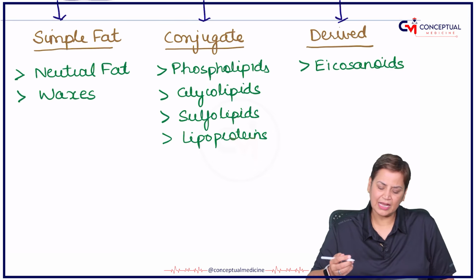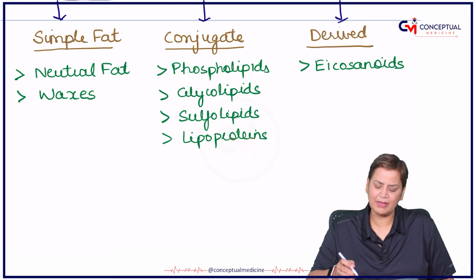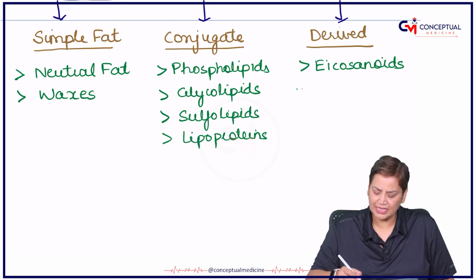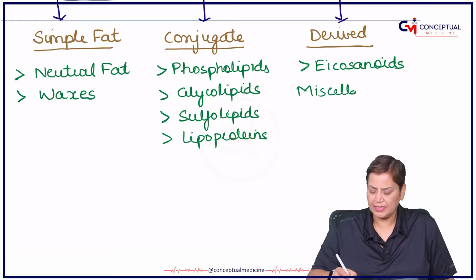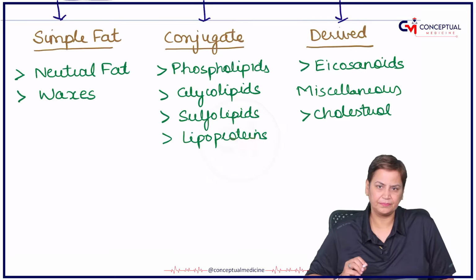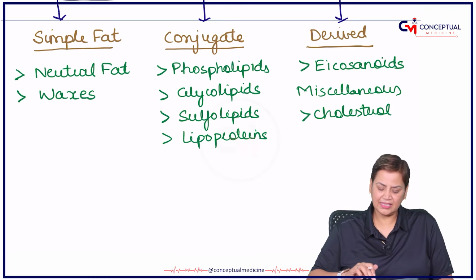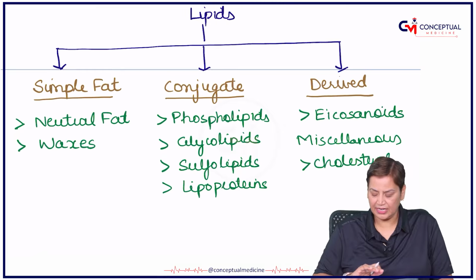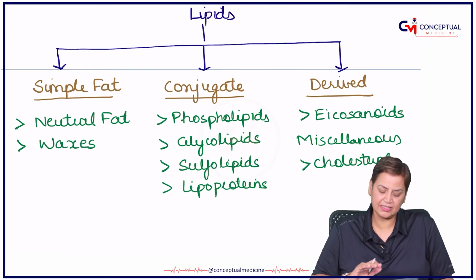And then one more class is there which I will just mention in derived lipids. Basically it comes under miscellaneous lipids. So in miscellaneous we can quote the example of cholesterol, because cholesterol is the most important animal sterol in the body. Okay, so I can say that lipids are classified into 3 major classes: simple lipids, conjugate lipids and derived lipids.